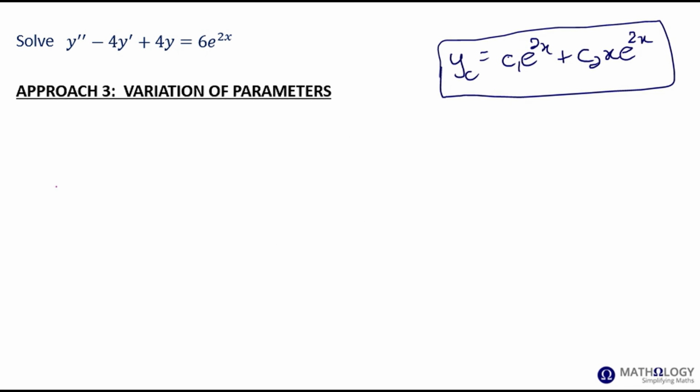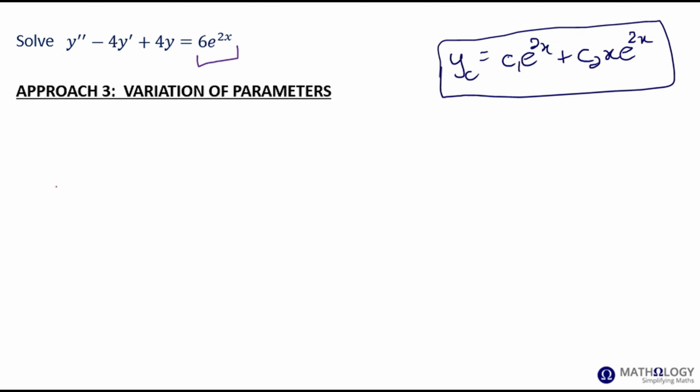The third approach to solving this differential equation is using the method of variation of parameters. So we're not going to go through the complementary auxiliary equation again because it's the same differential equation. So it's the same complementary solution. So we're going to go straight into the particular solution.